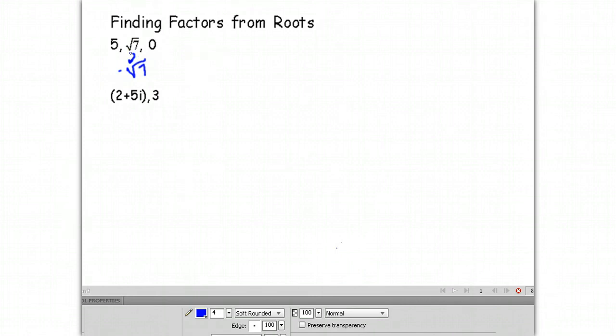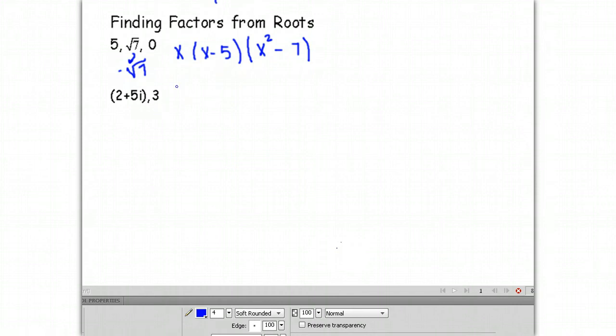So if we're finding the factors here, 5 is a root, then x minus 5 is a factor. And if root 7 is a root, plus or minus root 7, then that meant x squared minus 7 was a factor. And if 0 is a root, that meant x was a factor. So this polynomial would be the product of these factors here. And you do not need to multiply those out, even though I know you could.